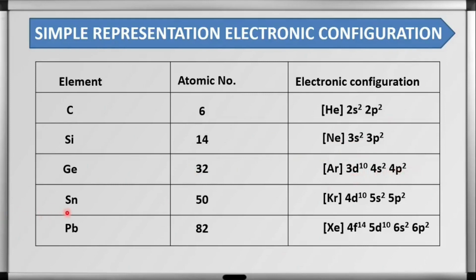4p2, tin 50 atomic number, krypton means 36, 4d10 5s2 5p2, lead atomic number 82, xenon means 54 plus 14, 68 plus 10, 78 and plus 4, 82. So in this way तुम्ही simple way ने सुद्धा electronic configuration present करू शकतात. Remember it, लक्षात ठेवा.